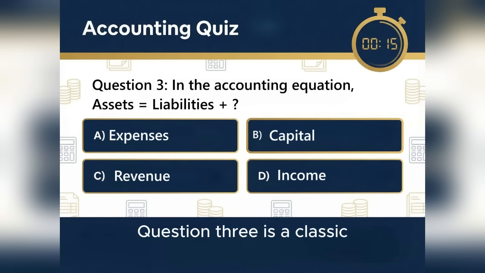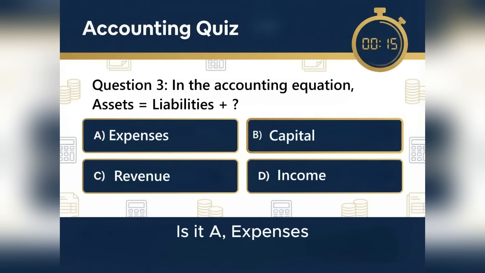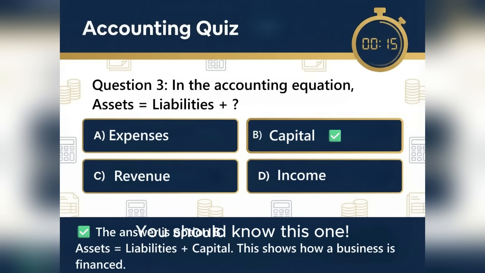Question 3 is a classic in the accounting equation. Assets equal liabilities plus what? Is it A, expenses, B, capital, C, revenue, or D, income? You should know this one, okay? The answer is B, capital. The fundamental accounting equation is assets equals liabilities plus capital, showing exactly how a company's assets are financed.